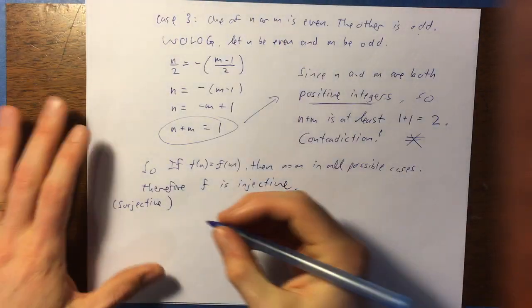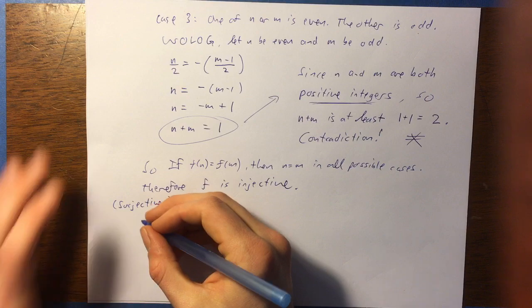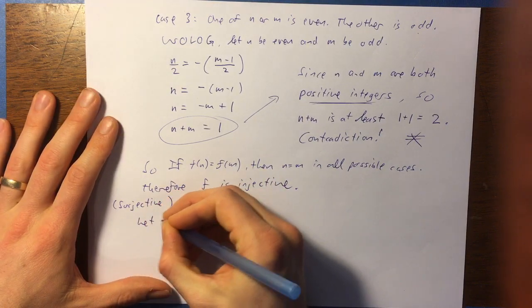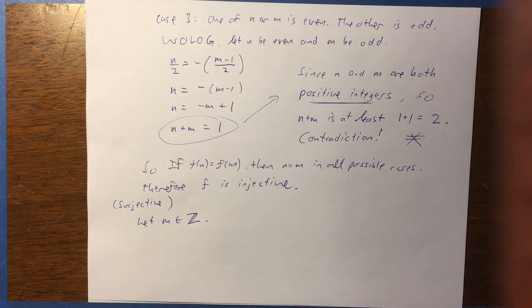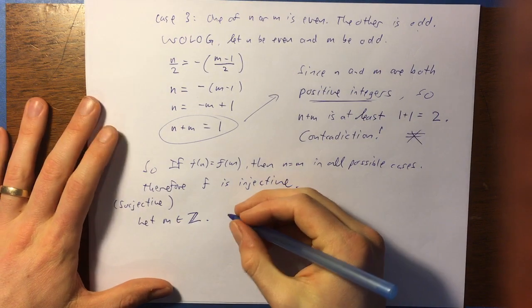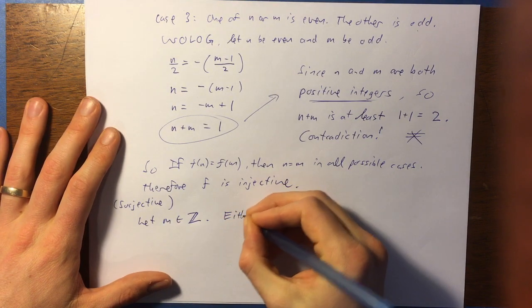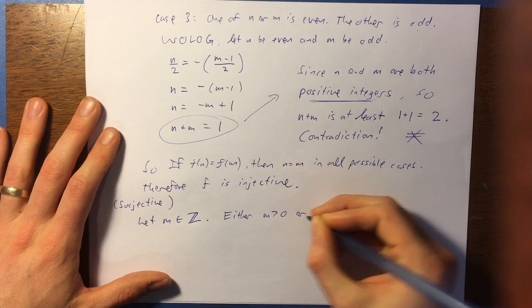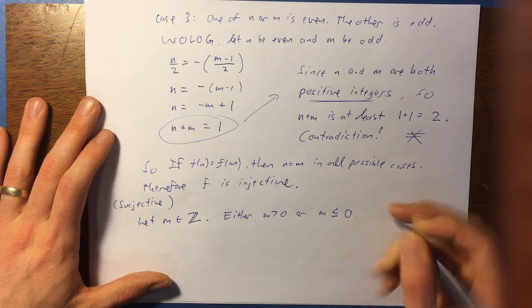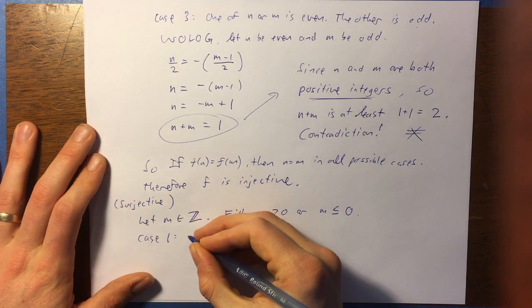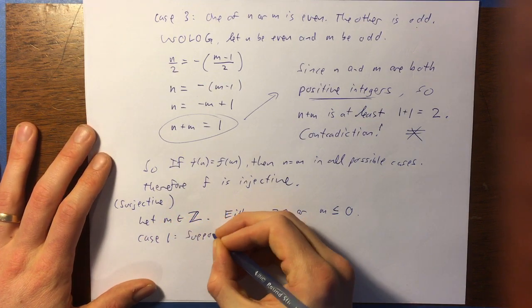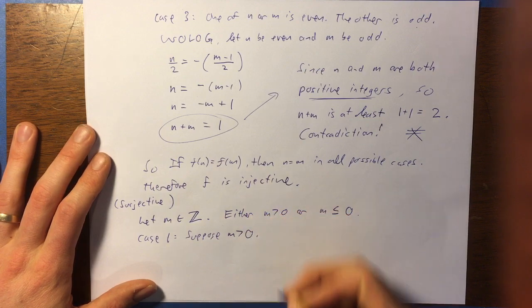Okay, so I'm going to begin my proof of surjectivity by saying let m be an element of the set of integers. So m is just an arbitrary integer. I've got two possible cases. Either m is positive or m is less than or equal to 0, right? Those are my two cases. So let's look at them one at a time. Case 1, suppose that m is a positive integer.